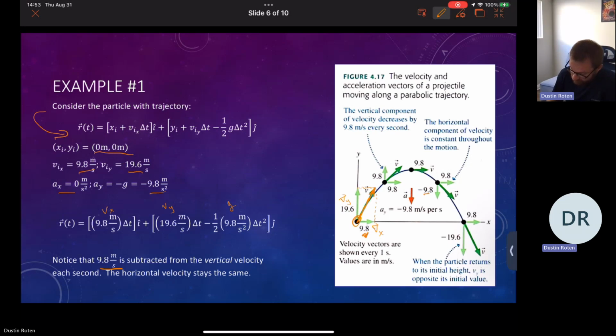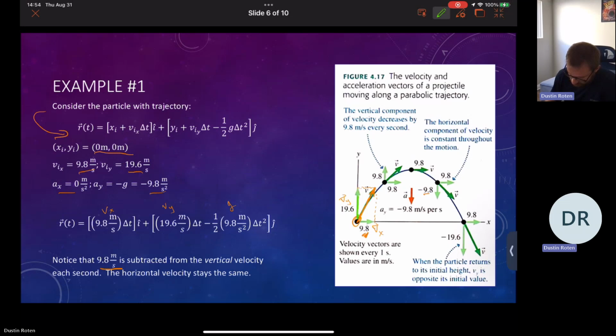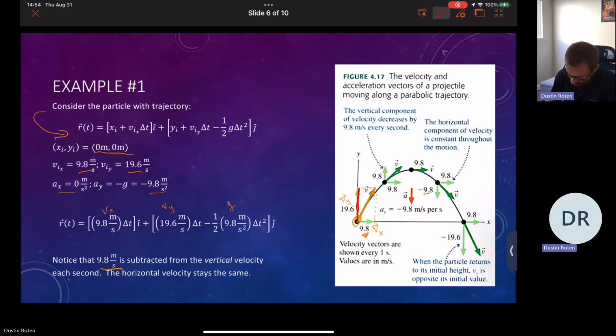Okay, so here, let me change colors. Let's do red. So here we have our initial velocity, which is 19.6 meters per second up. Well, after 1 second, we have to subtract some off because acceleration is negative and is taking that away. So after 1 second, we have to subtract 9.8 from the downward acceleration, which means we're just left with 9.8 meters per second upward. Okay, well, acceleration is still acting in the negative direction.